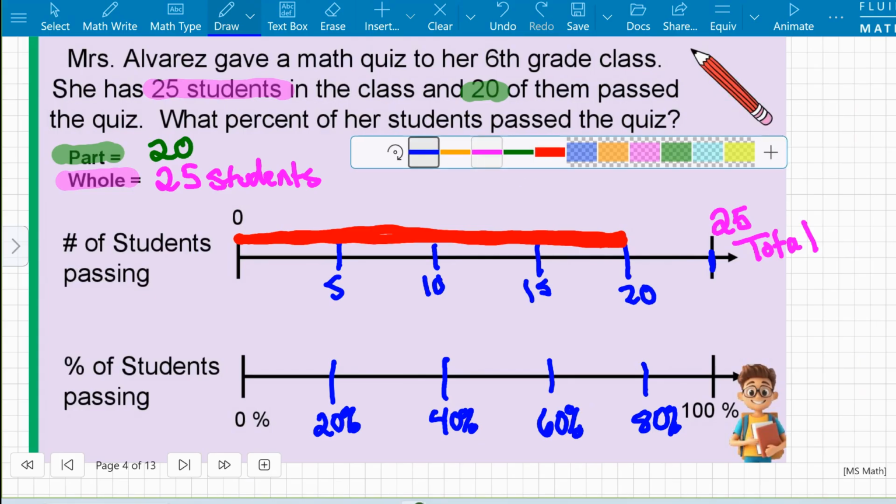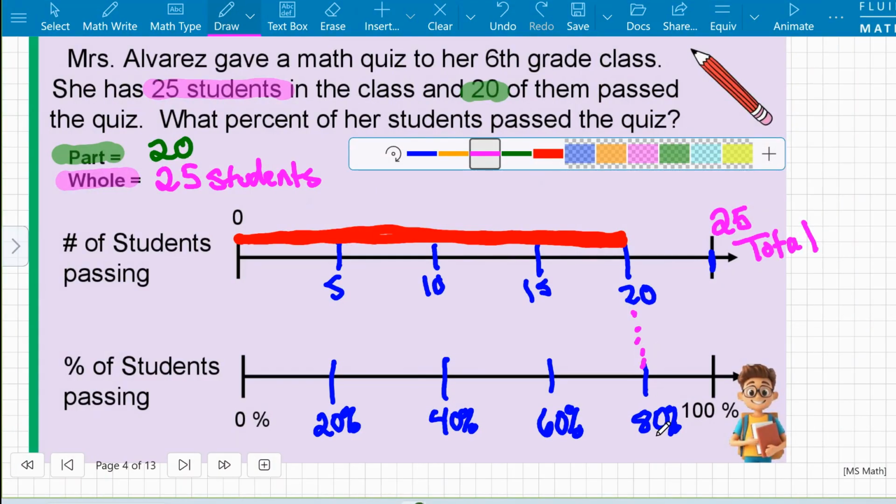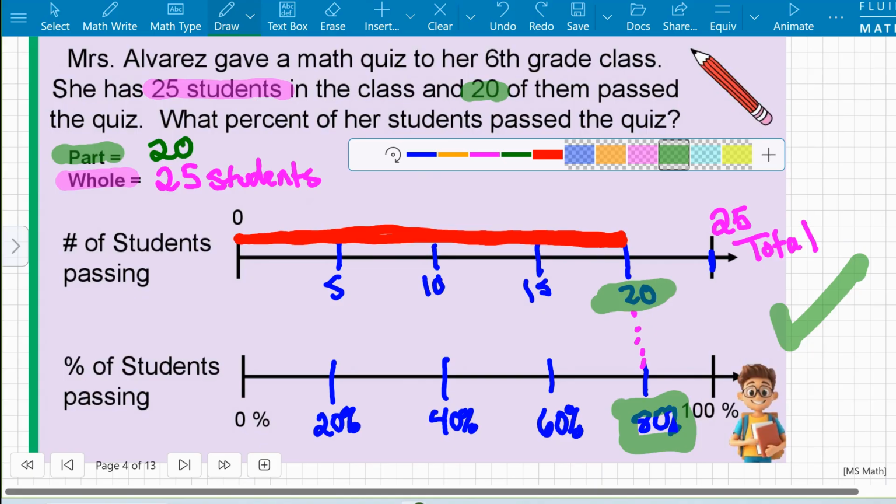Now my line that connects these two, so this line is connected to this one right here, indicates that my part that I was looking for at 20 right here is now going to correspond with 80% down here. And our estimate was something greater than 75%, but definitely less than 90%. And that meets what we were looking for.